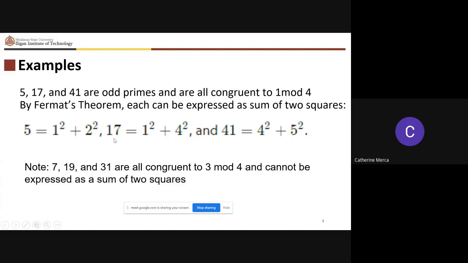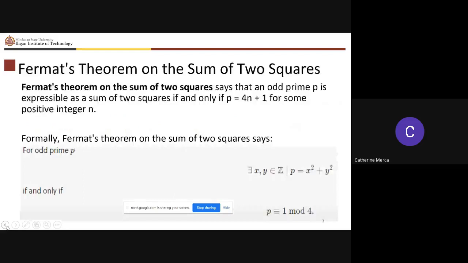17, when you divide by 4, is equal to 4 remainder 1. 4 times 4 is 16. Similarly, 5 divided by 4 is 1. Right? 4 times 1 plus 1, so remainder 1. This is your theorem, let me go back to the theorem so you can remember. p is congruent to 1 modulo 4. So when you divide by 4, the remainder is 1. So you can express it as p equals x squared plus y squared.